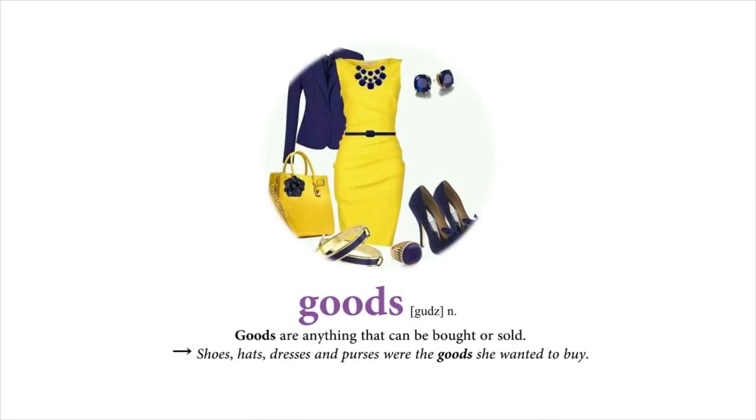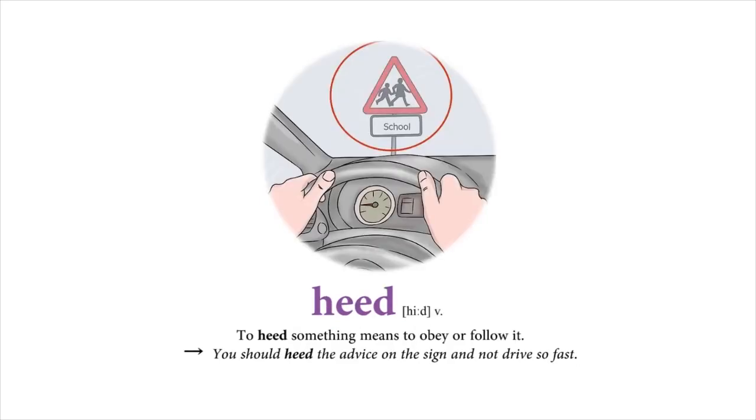Goods. Goods are anything that can be bought or sold. Shoes, hats, dresses, and purses were the goods she wanted to buy. Heed. To heed something means to obey or follow it. You should heed the advice on the sign and not drive so fast.